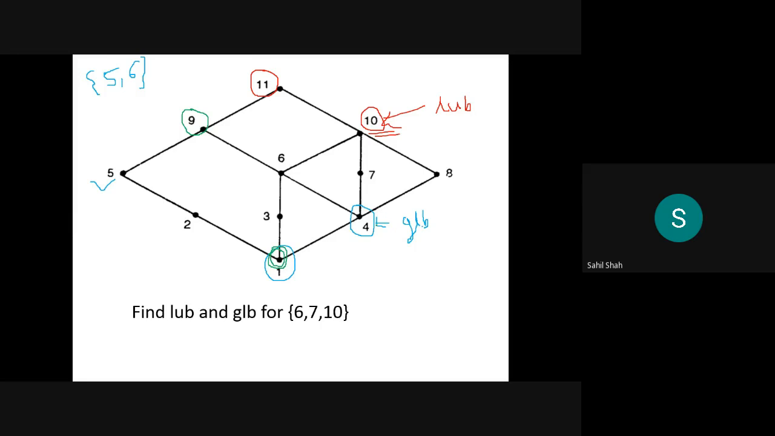Pair 5, 6. Can you check for this? Be fast. Many more examples to take. What is this?